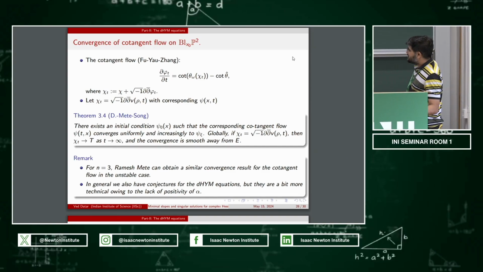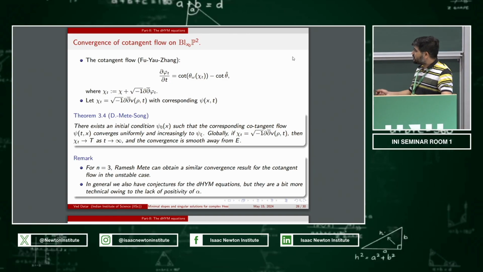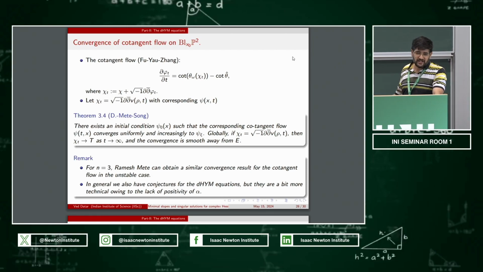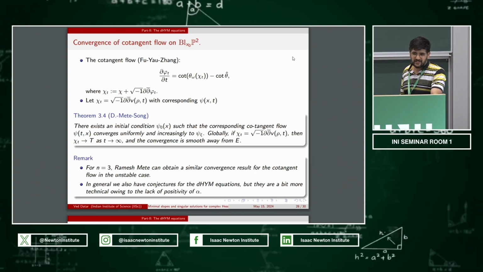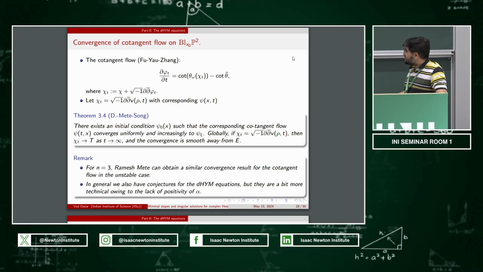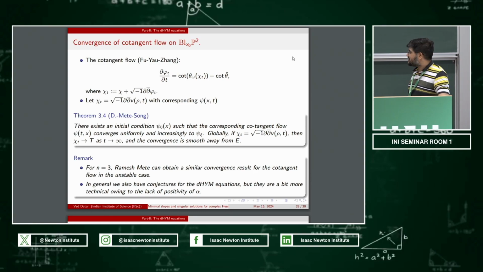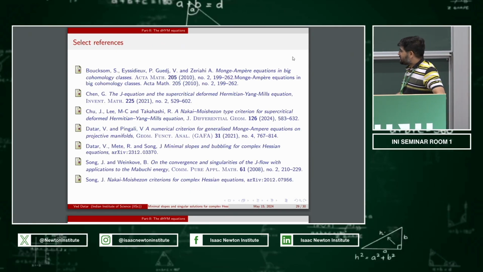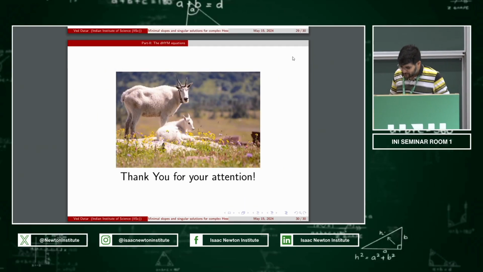I should maybe end by saying that we also have conjectures for the deformed Hermitian Yang-Mills equations, but they're a bit more technical, owing to the fact that alpha a priori has no positivity of any sort. We do have some conjectures, but we don't have any idea of how optimal they are. Because of that, these examples actually matter, because the more examples we have, the more refined we can make our conjectures in the deformed Hermitian Yang-Mills case. All right, so these are some of the references in case you're interested in this. And yeah, thank you for your attention.